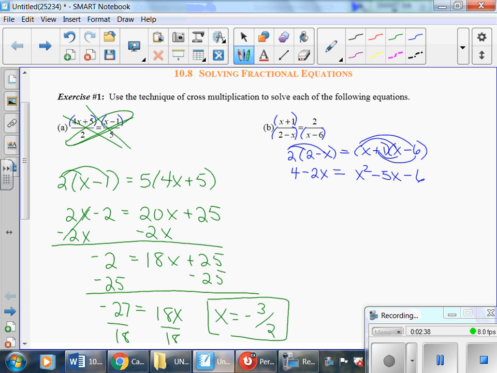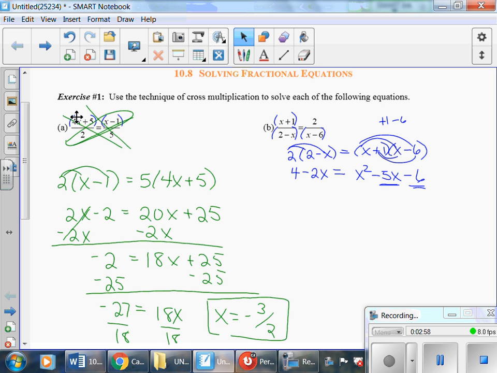Now, some people wonder why we can do that so quickly. Well, remember that this middle number right here is just the positive 1 minus 6, which is the negative 5. And this last number here is the positive 1 times negative 6, which is minus 6. So hopefully you're getting to the point where you can do that pretty quickly in your head.